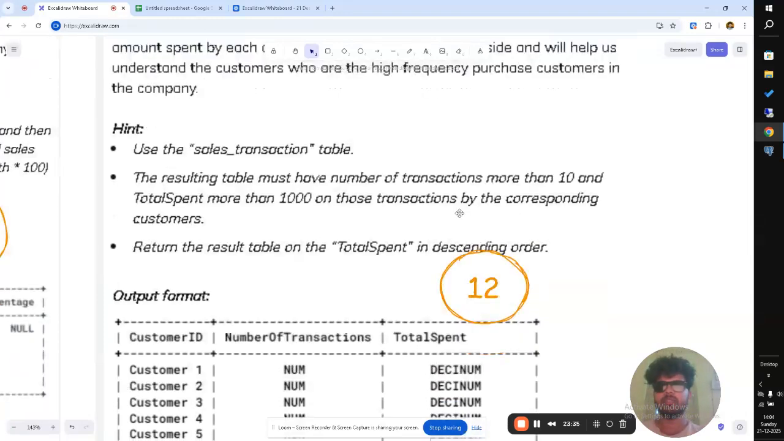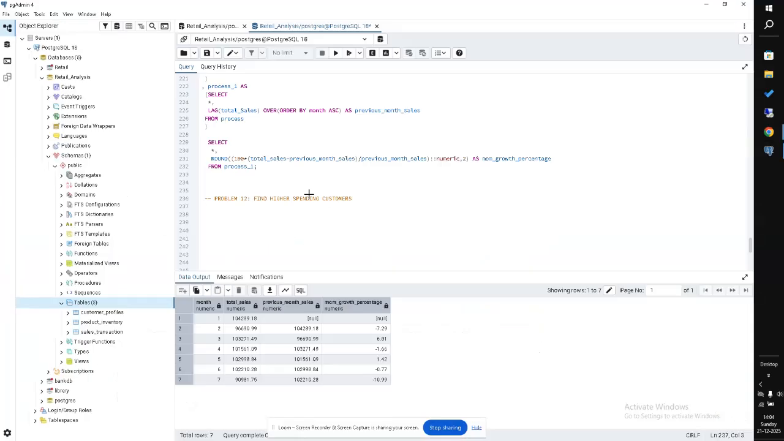Use the sales transaction table. The result must have number of transactions more than 10 and total spent more than 1,000. A straightforward question.